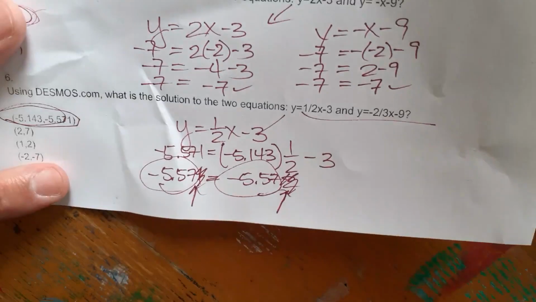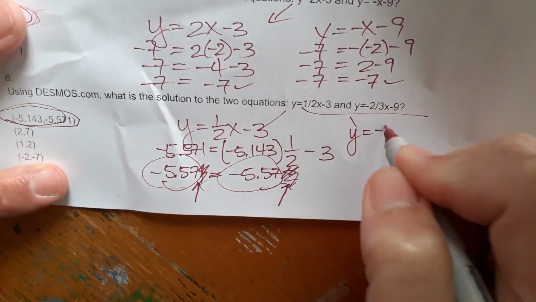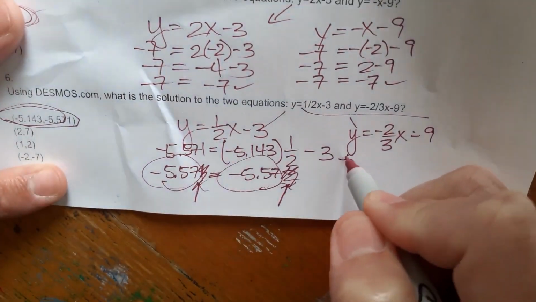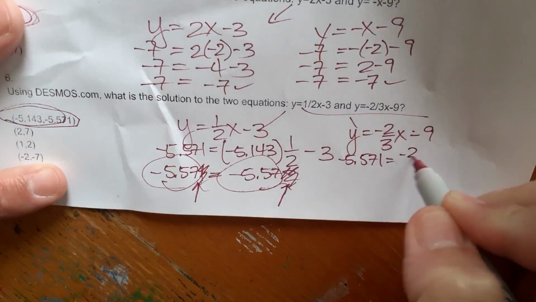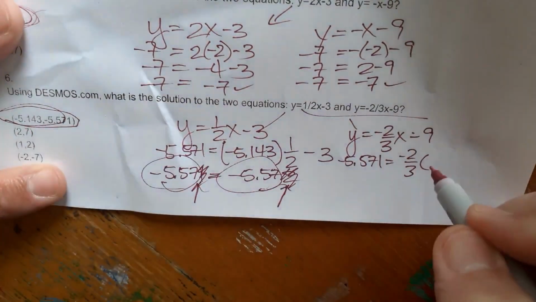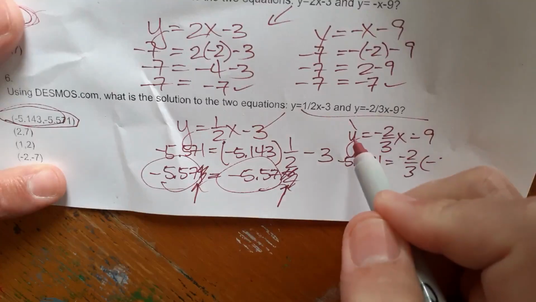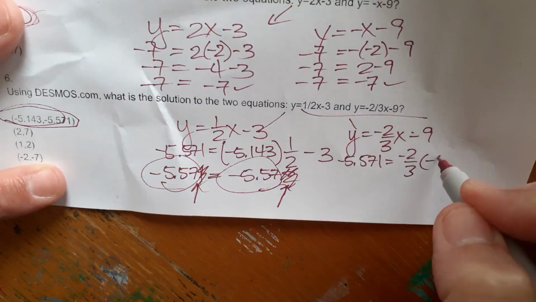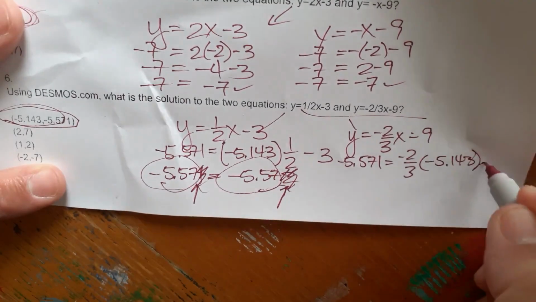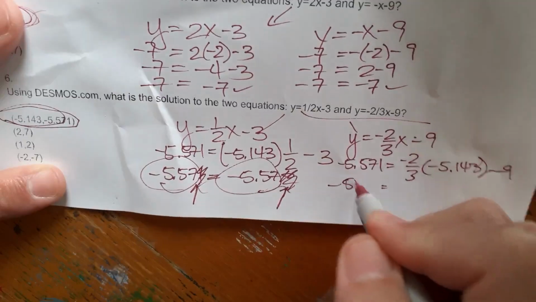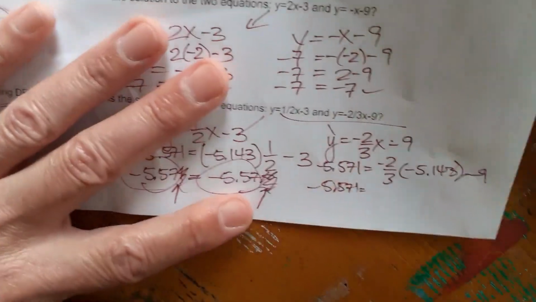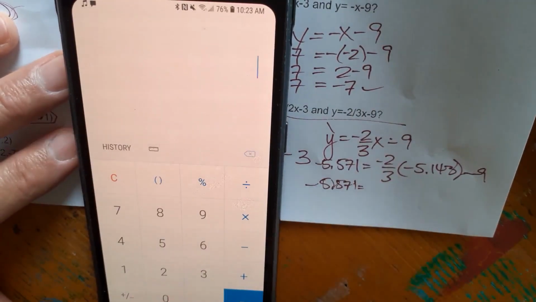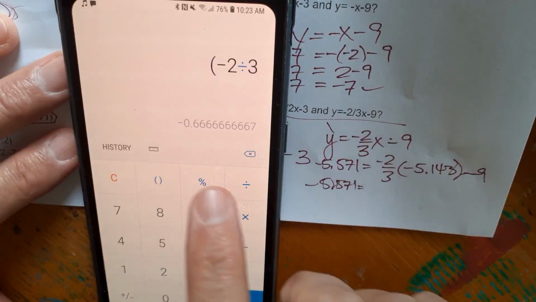So let's go ahead and do it one more time on the other side. So y equals negative 2/3 x minus 9. Y is negative 5.571 equals negative 2/3 times negative, wait, did I put in y? Here's y, negative 5.571, check. Now I've got to put in negative 5.143 times minus 9. Okay, so negative 5.571, and let's clear this out. Let's say 2/3. So this is a negative 2 divided by 3. I'm going to put that in parentheses.